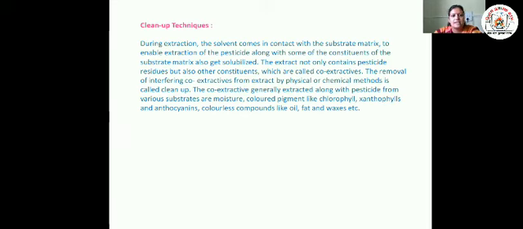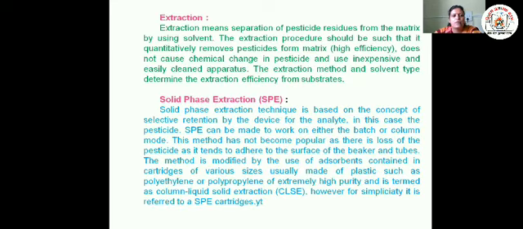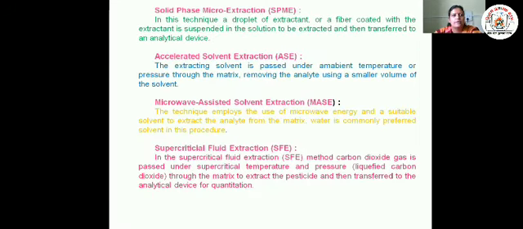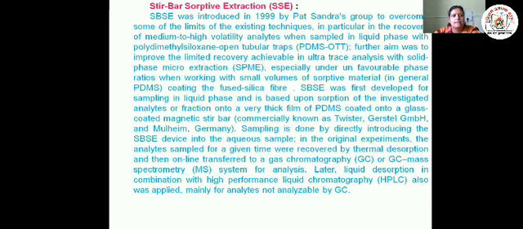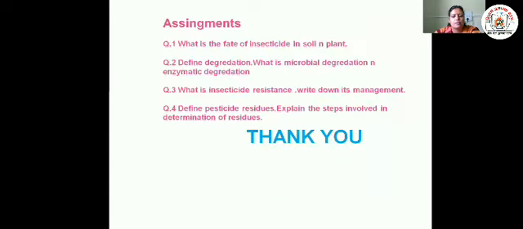The co-extractives generally extracted along with the pesticides from the various substrates are moisture, color pigments like chlorophyll, xanthophyll, anthocyanin, and colorless compounds like oil, fat, and waxes. Next is the extraction. In that, solid phase extraction, solid phase microextraction, accelerated solvent extraction, microwave assisted solvent extraction, supercritical fluid extraction, and stir bar sorptive extraction.